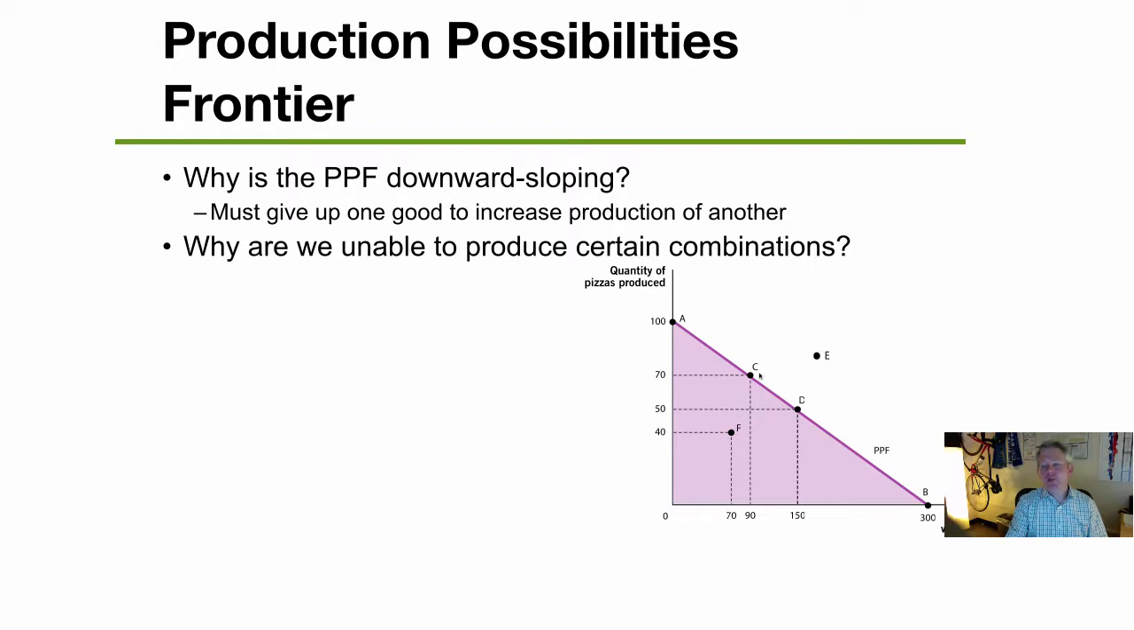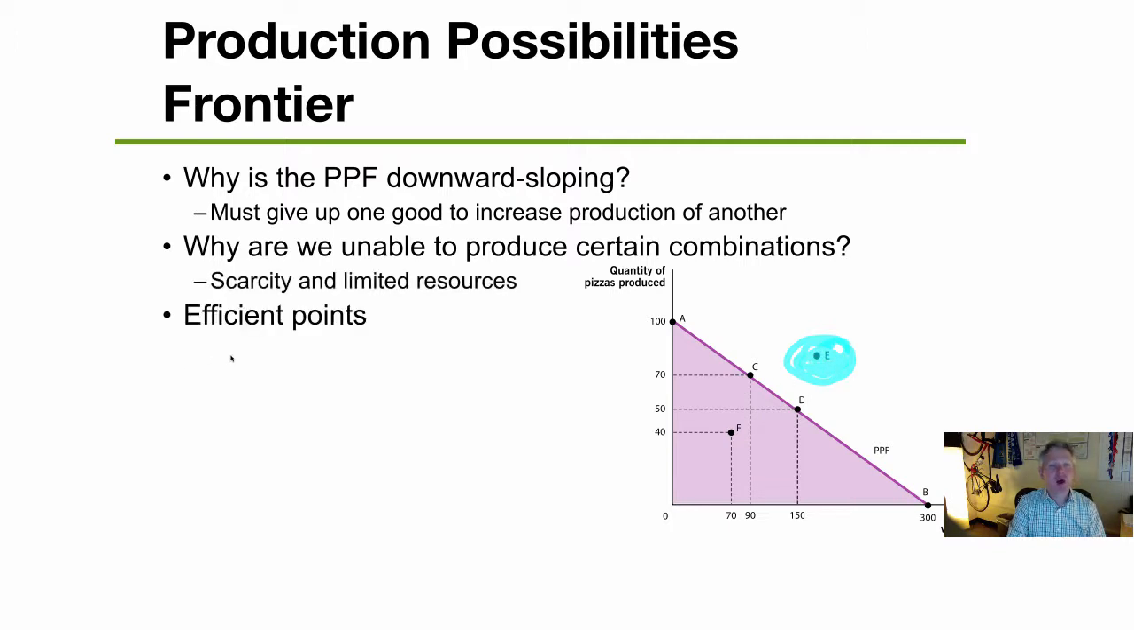So why can't we produce certain combinations? We said earlier that we can't produce E here, that that's not possible. Why is that not possible? Well, it's because of scarcity and limited resources. Remember, the frontier shows, if you're using all your resources, all your time, the combination of wings and pizza that you can produce, all right?